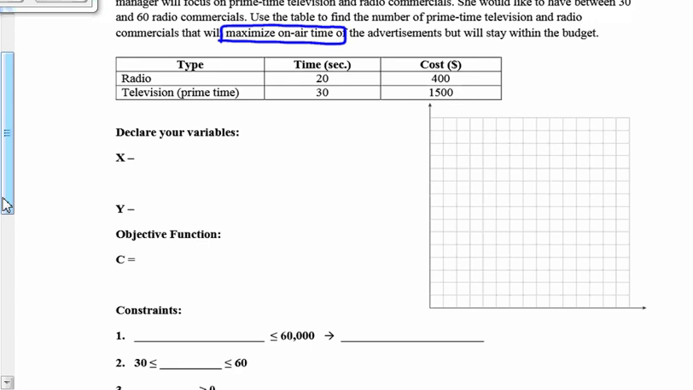So where it says objective function, notice it doesn't say cost in parentheses. Because our objective function this time is not going to be focusing on money, it's going to be focusing on the on-air time of the advertisements. So declaring my variables, I'm just going to say that X is simply the number of radio ads, and then Y is the number of television ads.